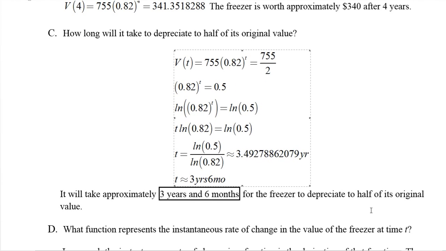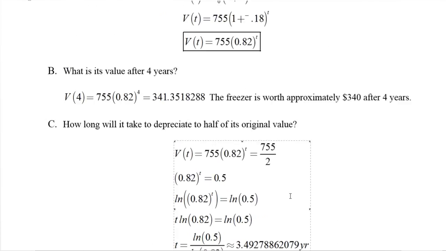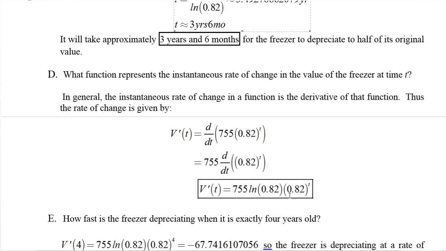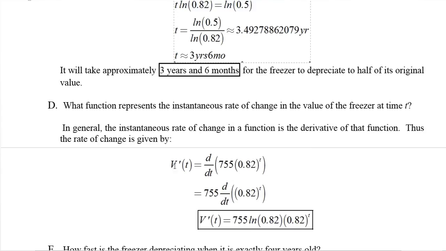What function represents the instantaneous rate of change in the value of the freezer at time t? I really think, so far, this is pre-calculus. Now, once I have talked about instantaneous rate of change, now we're talking about a derivative. Now we're talking about calculus, so we're doing the derivative of that. Well, the 755 is a constant multiple, so we bring it out front. This is b to the t. You get b to the t times the log of b. That's one of our basic derivative rules.